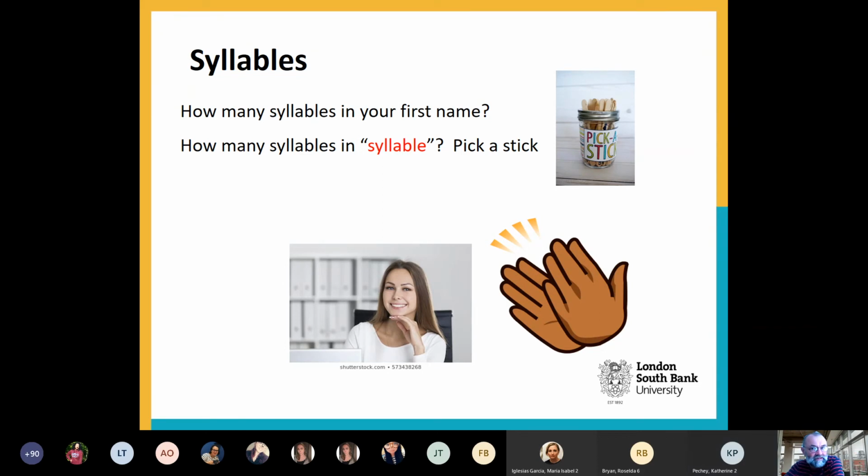So syllables are clear. That's something we're probably quite used to. If you are musical, for example, you're probably familiar with syllables because that is how we structure song, particularly around having a different note for each syllable in a song.